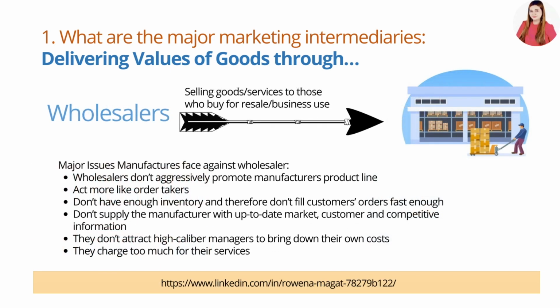For wholesalers, there are some major issues manufacturers face with wholesalers. Wholesalers don't aggressively promote manufacturers' product lines. They act more like order takers. They don't have enough inventory. They also don't supply manufacturers with up-to-date market, customer, and competitive information. They don't attract high caliber managers to bring down their own costs, and they charge too much for their services.